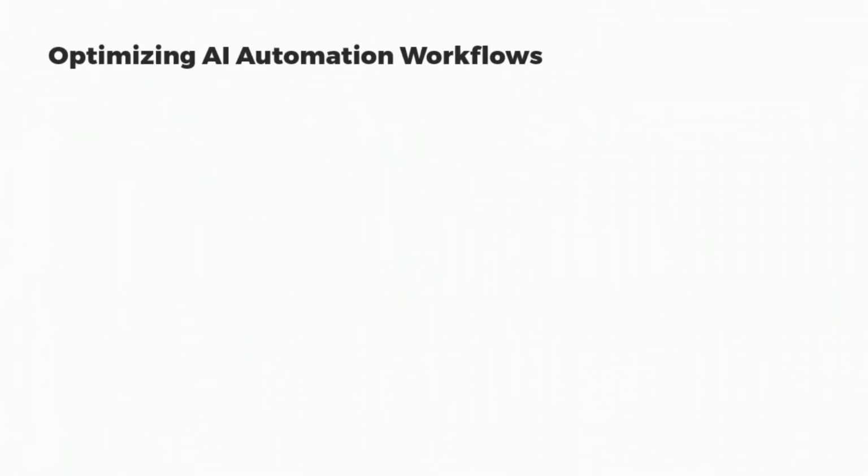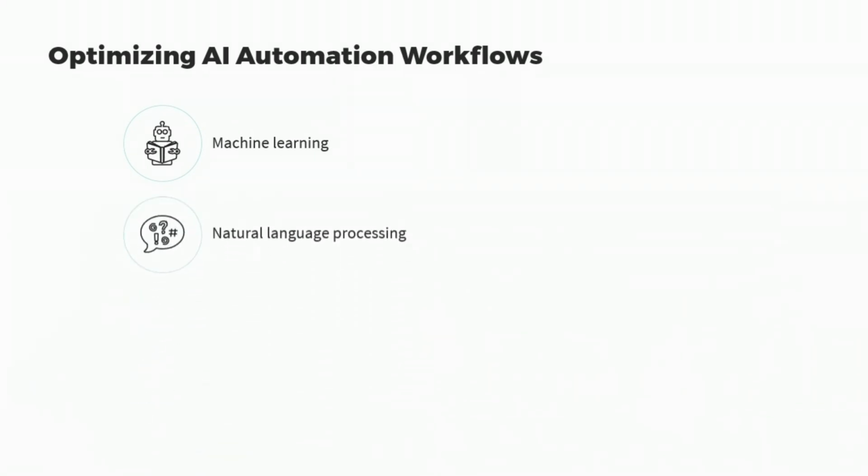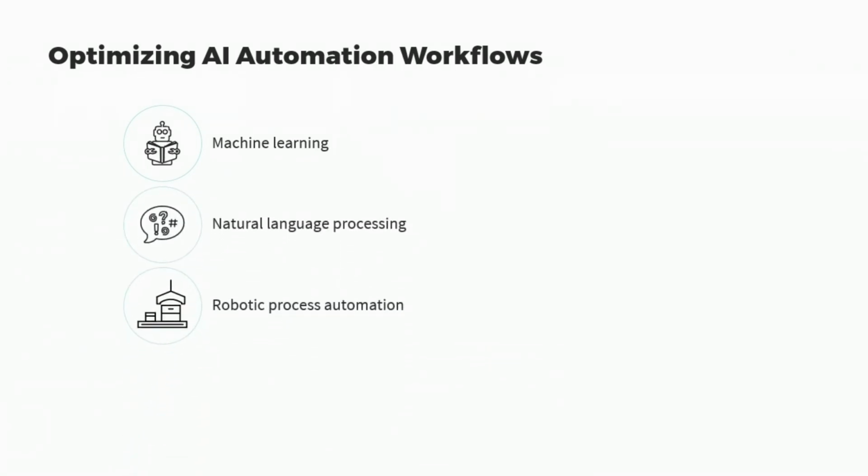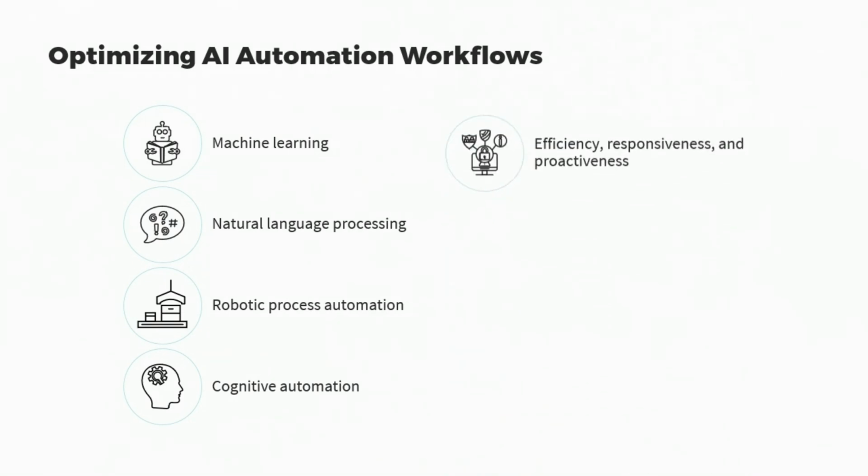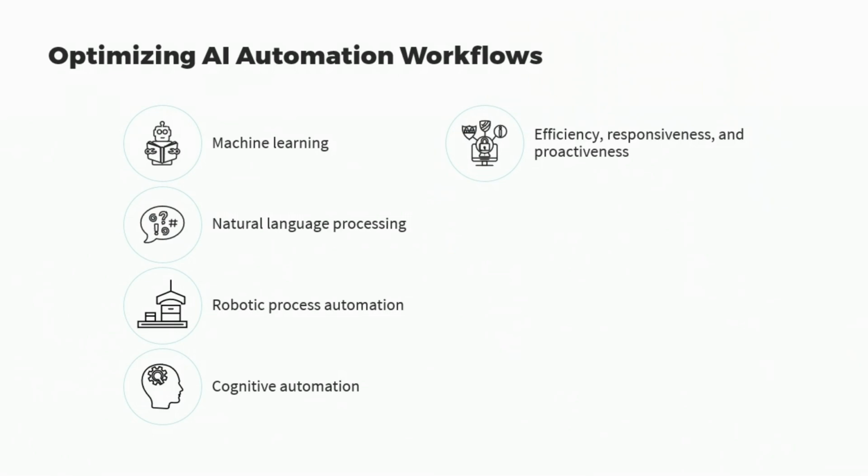And finally, optimizing AI automation workflows involves leveraging a combination of technologies and best practices to maximize efficiency, responsiveness, and proactiveness. Basically, by combining machine learning, natural language processing, robotic process automation, and cognitive automation technologies, organizations can create robust and versatile automation workflows that address a wide range of use cases and business requirements. And optimized AI automation workflows prioritize efficiency by automating repetitive tasks, responsiveness by providing timely and accurate responses to inquiries, and proactiveness by anticipating and mitigating potential issues before they escalate.